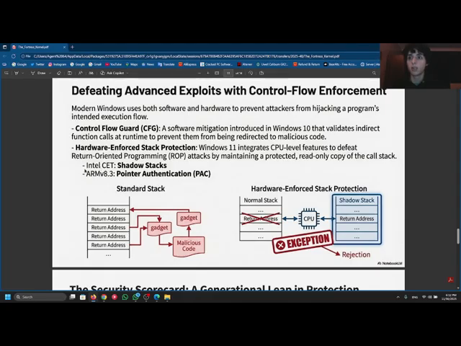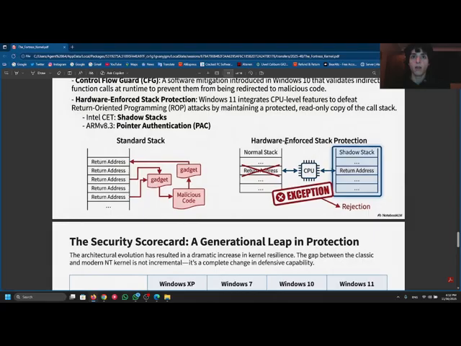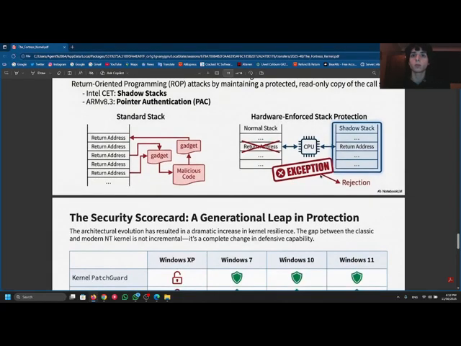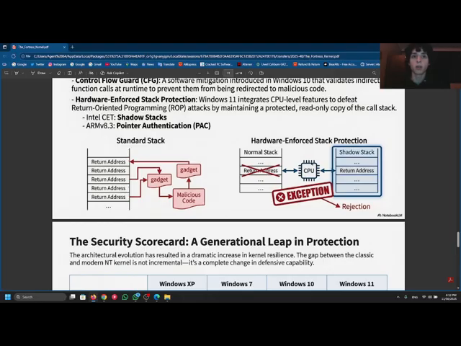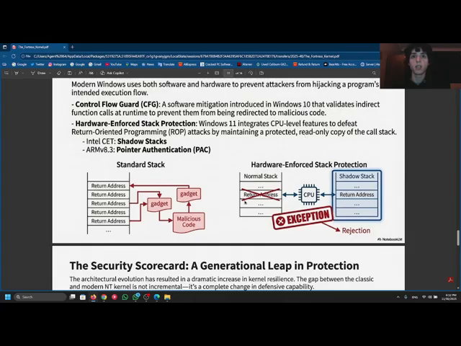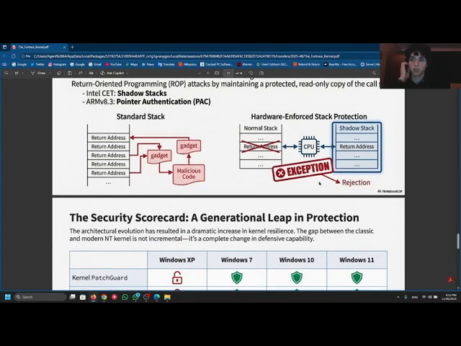Now, for Intel CET, which is x86 architecture, we have shadow stack, and in ARM architecture, we have pointer authentication. Now, with the standard stack, we have the gadget, malicious code goes to the gadget, and then to the return address and goes back. And we have the hardware enforced stack. We have the CPU in between, the shadow stack and the normal stack. The shadow stack checks a read-only copy, so it cannot be edited, so it gets rejected.